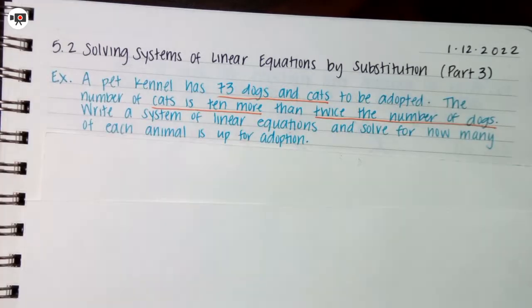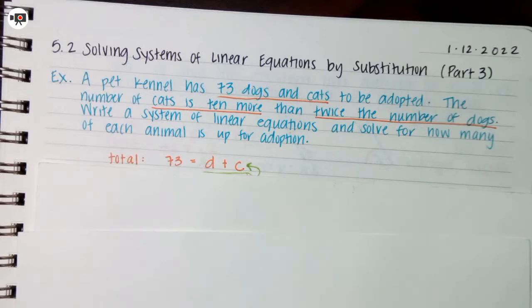So, a pet kennel has 73 dogs and cats to be adopted. The number of cats is 10 more than twice the number of dogs. Write a system of linear equations and solve for how many of each animal is up for adoption.